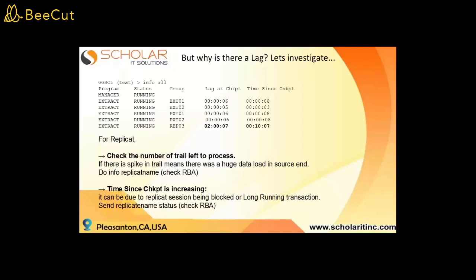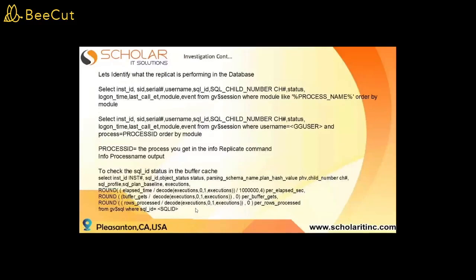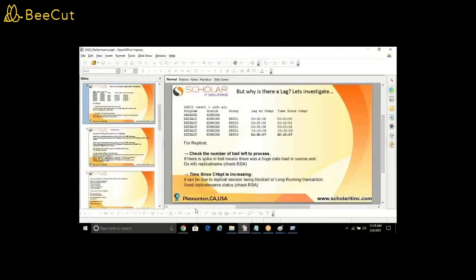And the next case: time since checkpoint is increasing. We already saw this. If the session is blocked or there's a long-running one, you can check with send replicate name status, and check the RB to see if it is moving or not. Okay, now let us say that I use the paint again.